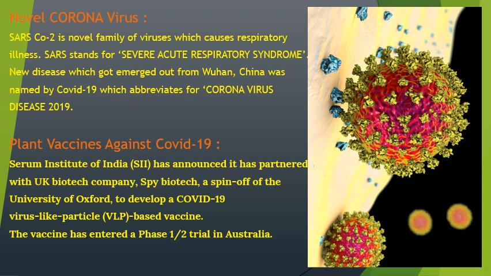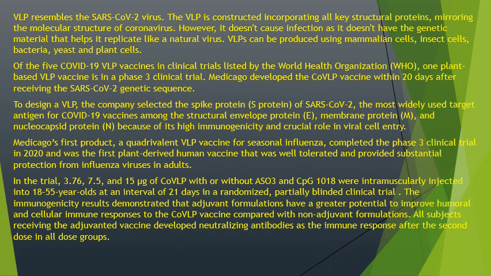There are some efforts to produce a plant vaccine against COVID-19. The Serum Institute of India has announced it has partnered with the UK biotech company Spy Biotech, a spin-off of the University of Oxford, to develop a COVID-19 virus-like particle, VLP, based plant vaccine. The vaccine has entered the first or second phase in Australia.